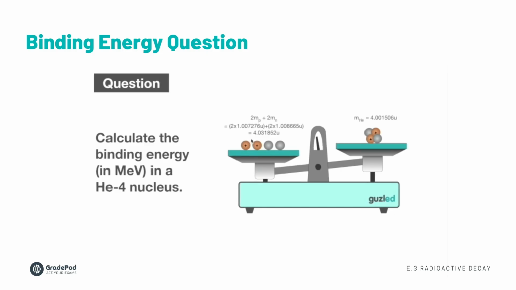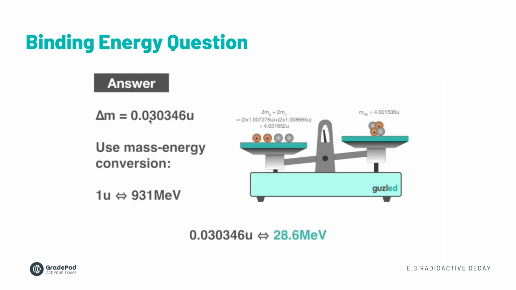Here's a question. Calculate the binding energy in mega electron volts in the He4 nucleus. So we have the constituent parts are greater in mass than the nucleus, and it's greater in mass, let's go to the answer, by 0.030346 U, because we've just subtracted that from that.